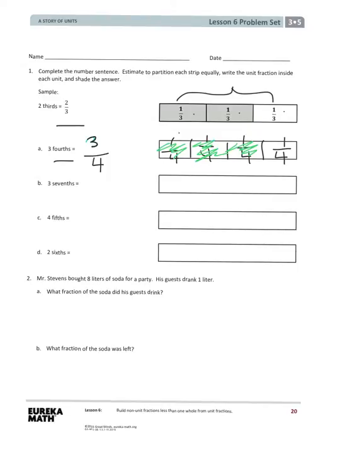Let's look at the next one, 3/7. We need to portion our strip into 7 equal pieces. I need to write the unit fraction in each piece, 1/7. We're shading 3 out of the 7 pieces. And then we need to write in fraction form what's shaded, 3/7. Finish the rest of number 1 on your own.